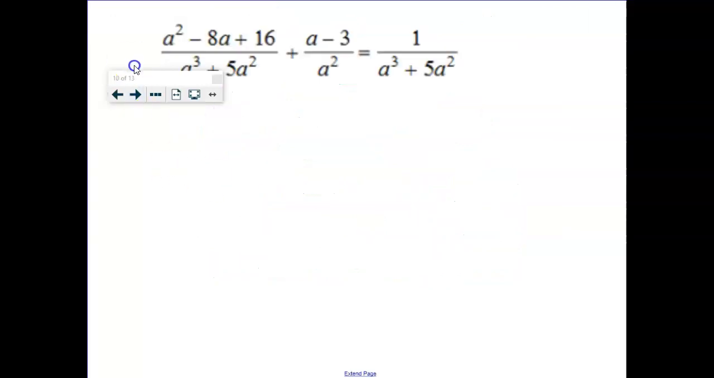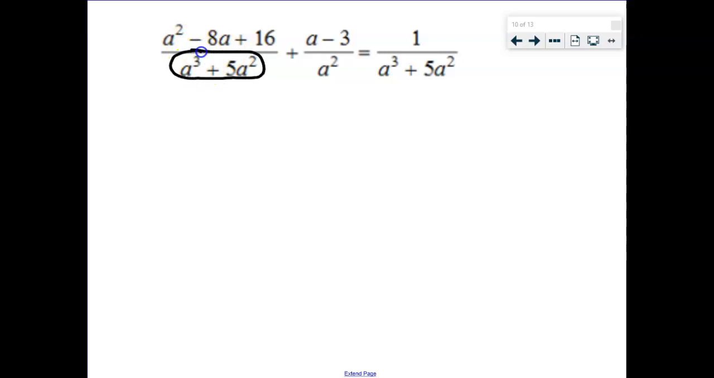I would like to take the shortcut because otherwise I have to write all this out again and no thank you. But before I talk about your LCM, you have to recognize that 2 of these denominators are factorable. So like a to the third plus 5a squared, you have to see it in terms of its pieces. Can we factor out an a squared? Yeah. So this becomes a squared times a plus 5, and that's the same denominator over here.